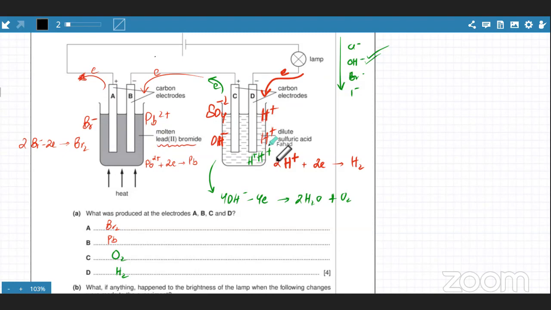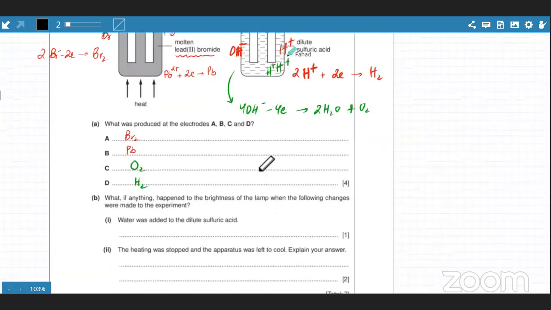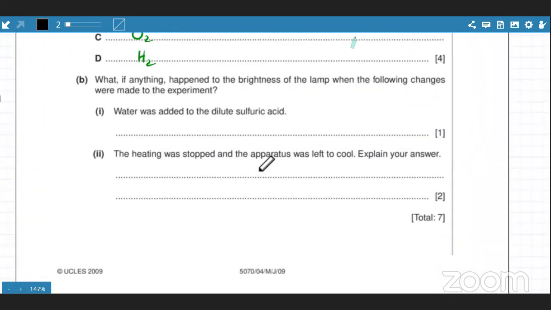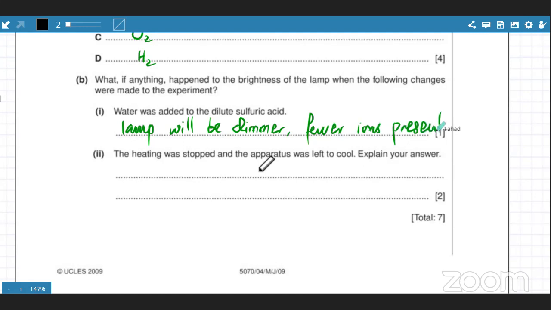But since you're adding water, you're making it dilute. That means the electrolysis, or the flow of charges, would not happen very easily because there are fewer charge carrying ions. So water was added to dilute sulfuric acid: the lamp will be dimmer, as there are going to be fewer ions present to carry charge.